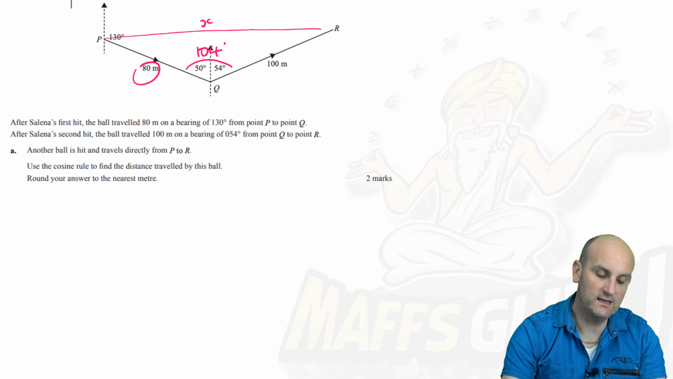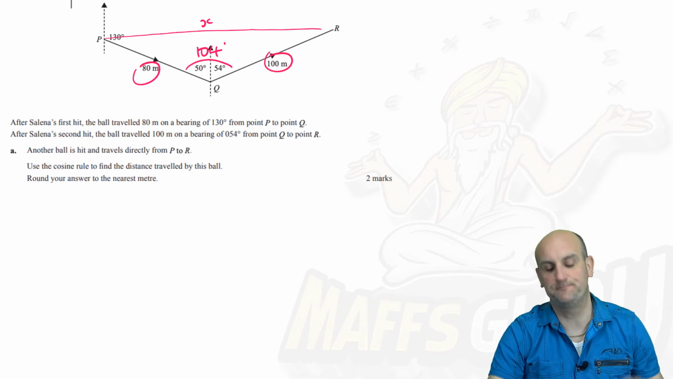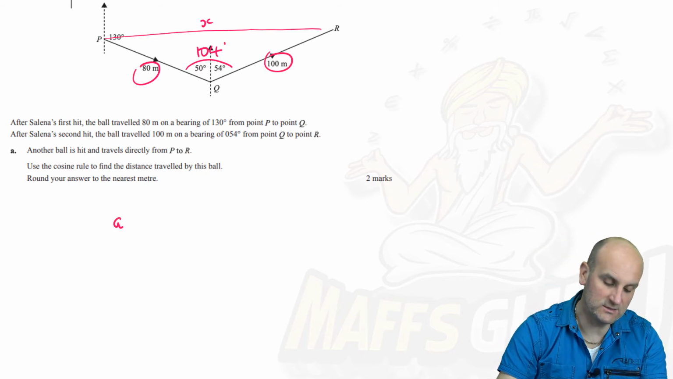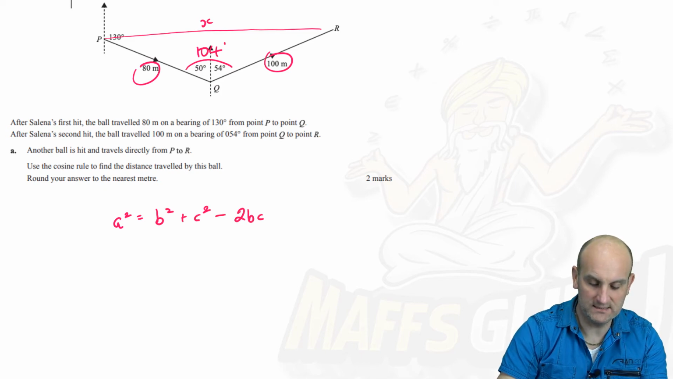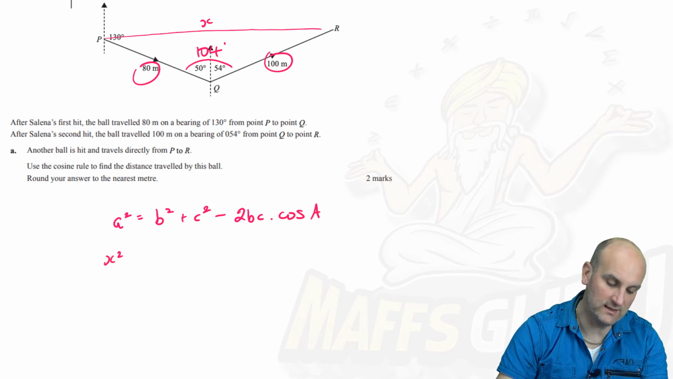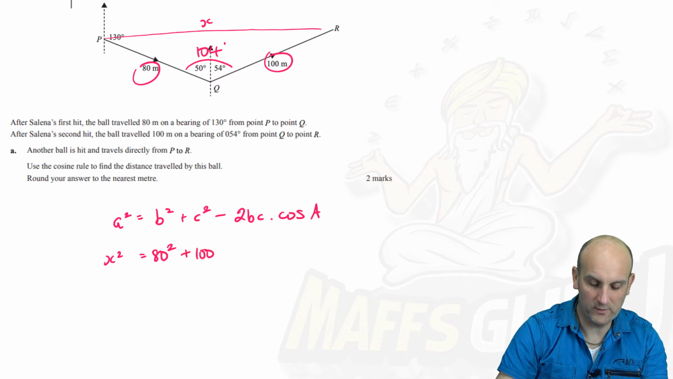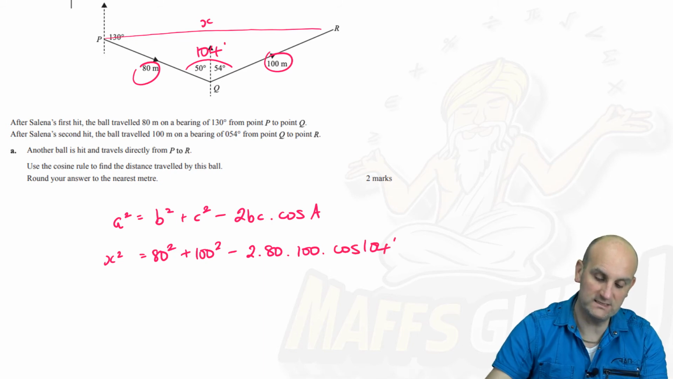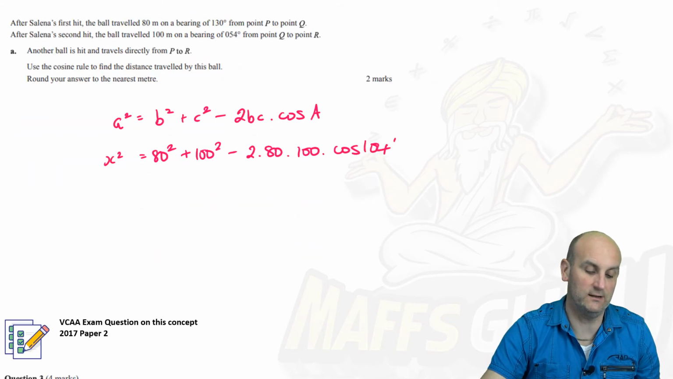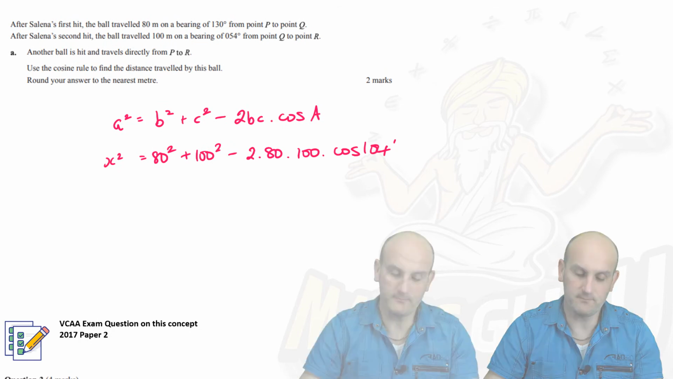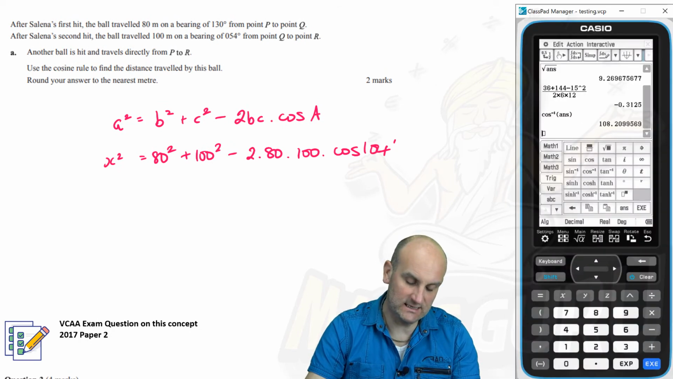I have one side here and one side here, which is the opposite. And so I get a squared is equal to b squared plus c squared minus 2bc times the cosine of angle A. So let's say x squared, because we called it x, is equal to 80 squared plus 100 squared minus 2 times 80 times 100 times the cosine of 104 degrees. I think in many cases it takes longer to write the working out than it actually does to do the question. Bringing up the calculator, let's see what we come up with.